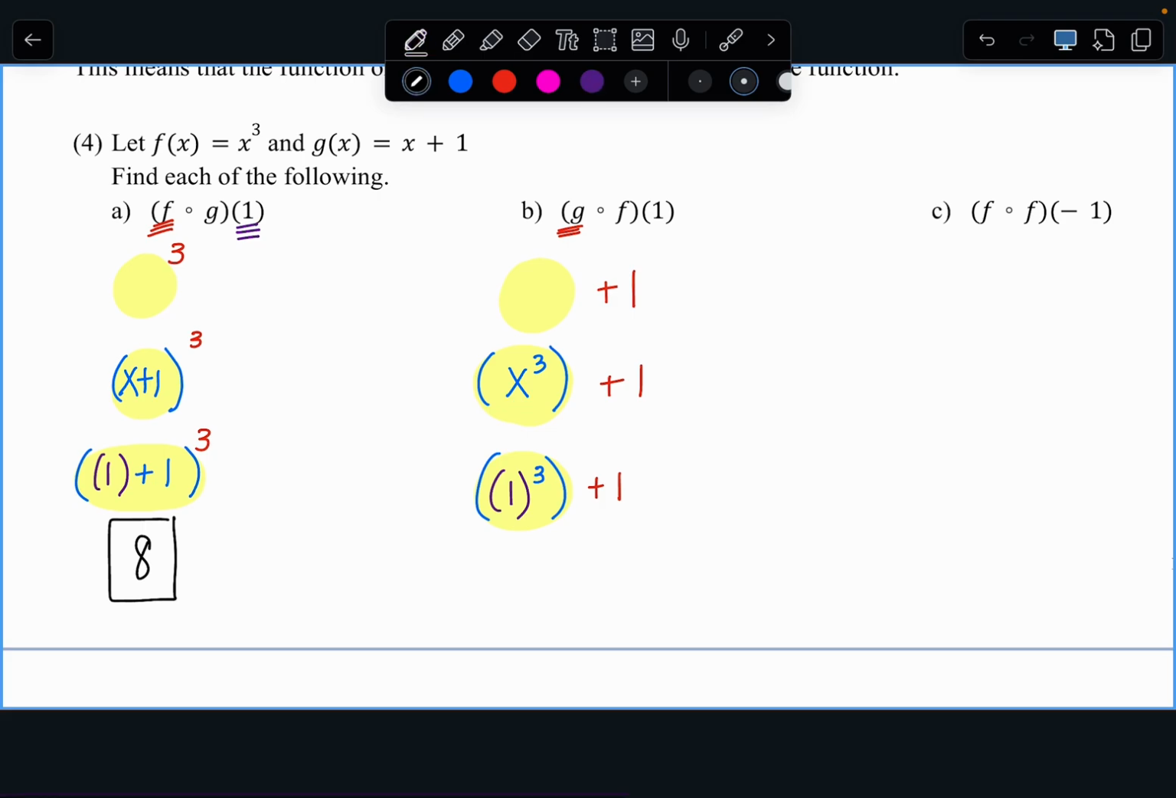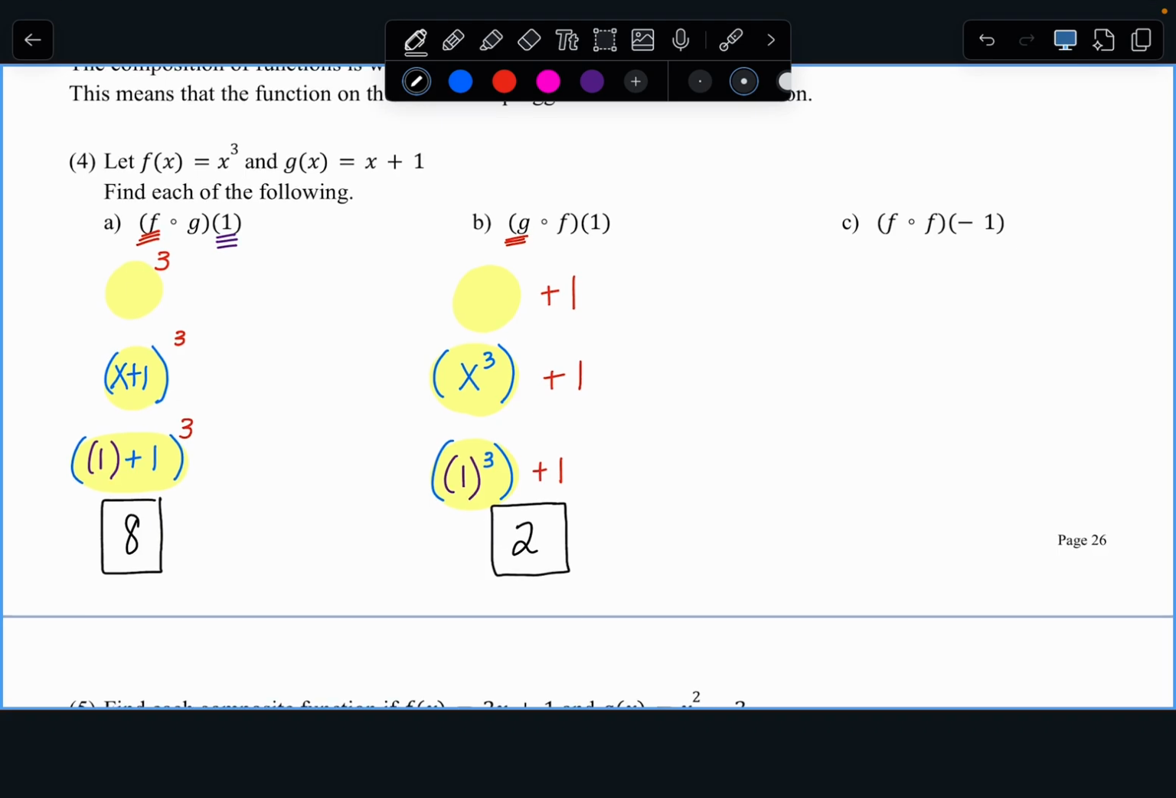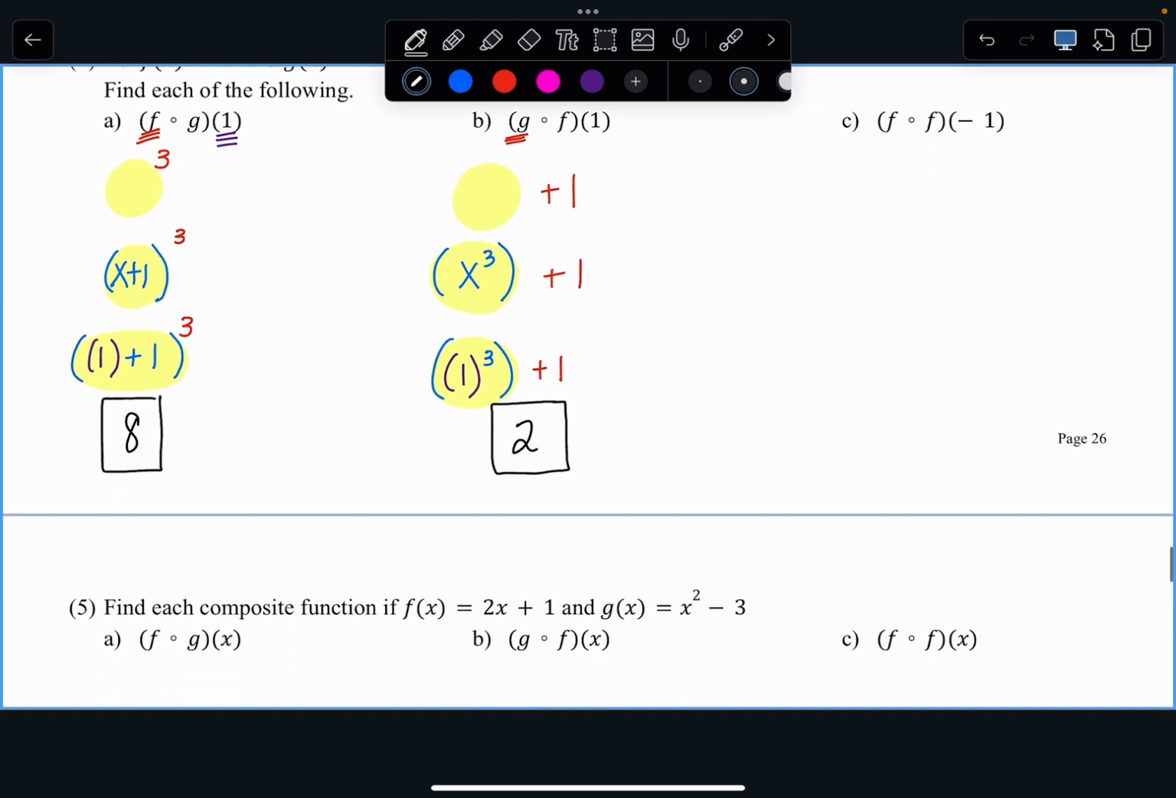1 to the third is 1 plus 1 is 2. Are the steps making sense when you break it down piece by piece? Okay. Do you want to try letter C, or should we move on to the next one because there's a whole bunch of them just with x that we can try? Do you want to skip down to the next section?